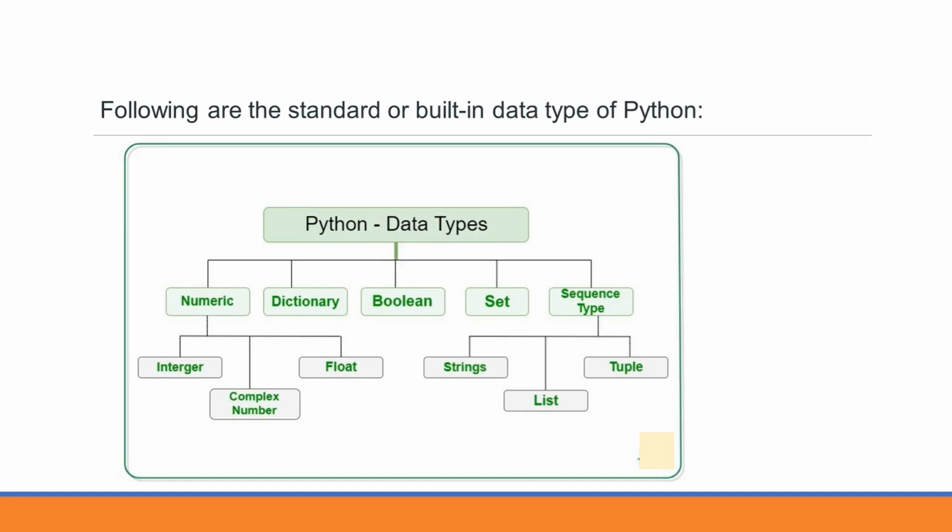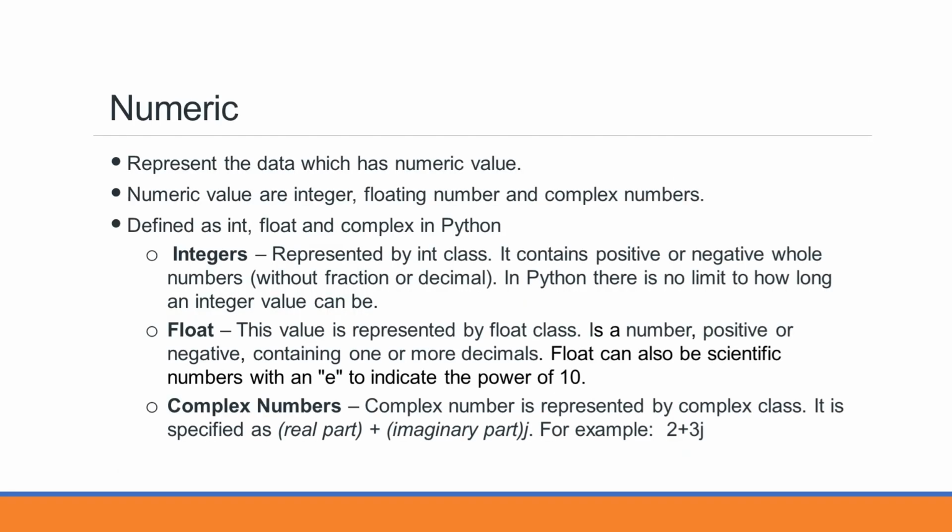First, the numeric data type, where we store numbers. In Python, numeric is classified into integer type, float type and complex numbers. In integer, whole numbers, positive or negative, are stored, and in Python there is no limit. We can store any small number or any big number in the integer data type, but whole numbers only.